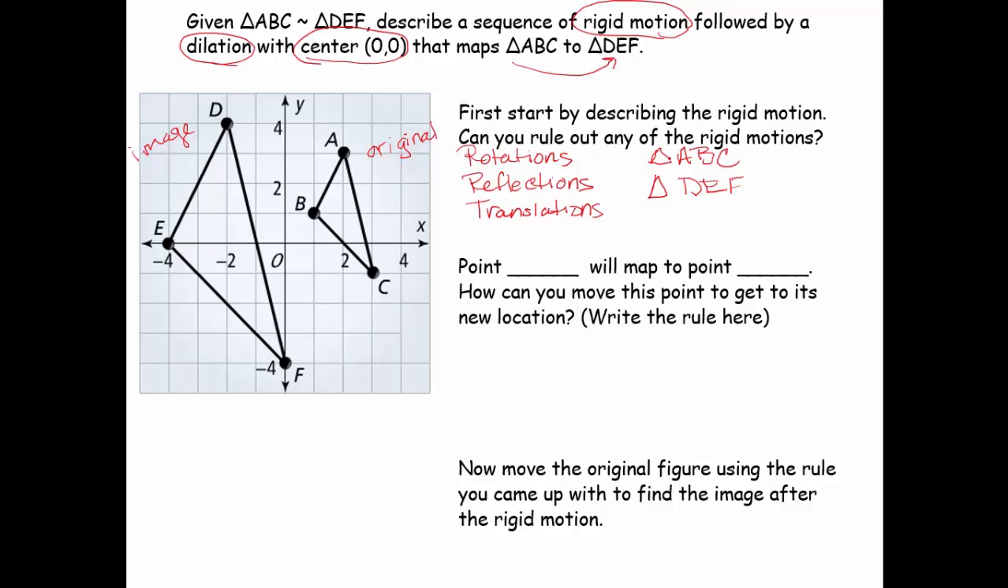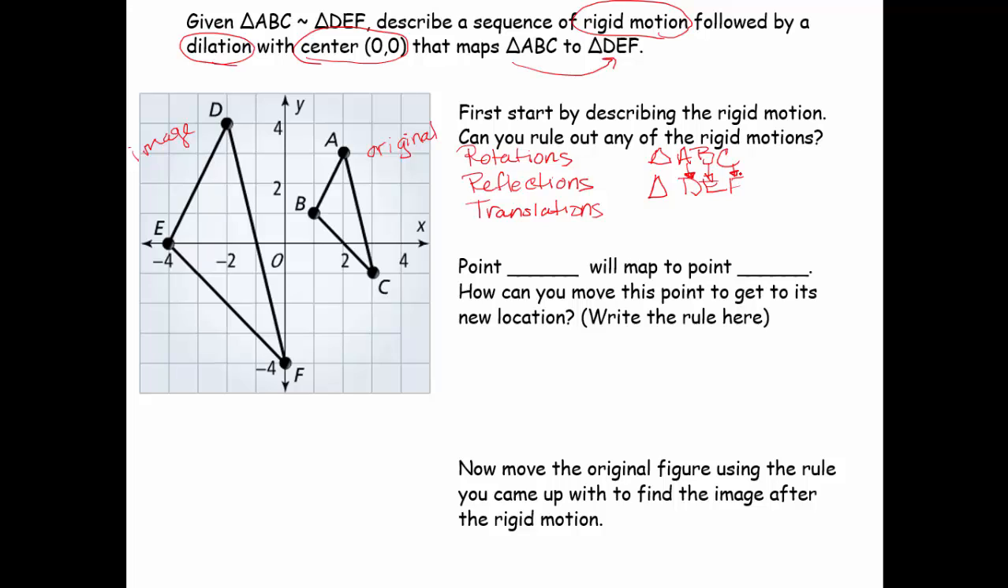And that is because in my original triangle, the A is written first. In my image triangle, the D is written first. So this tells me that point A will map or sit on top of point D after my sequence of transformations. Point B will then sit on top of point E after my rigid motion and my dilation. And point C maps to point F. So that tells you which point will actually move to which point on the image.